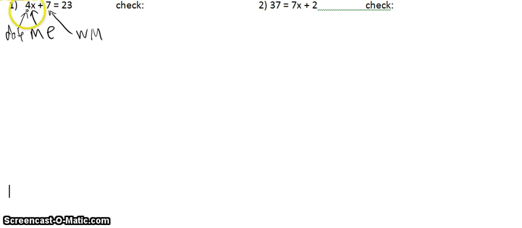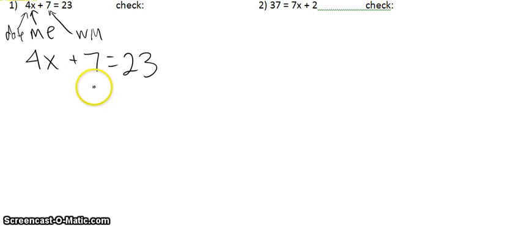Okay, and I'm going to now rewrite this equation underneath so that I can show my work of how I'm going to solve it. Okay. So when you're done with your date and you're dropping people off, you're going to drop off your wingman so that you have just a little bit more time with your date. So I need to drop off my wingman, and my wingman is a positive 7. To get rid of a positive 7, I need to subtract 7.